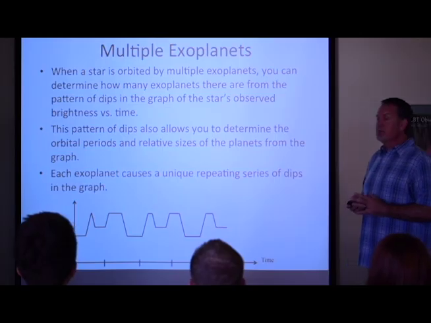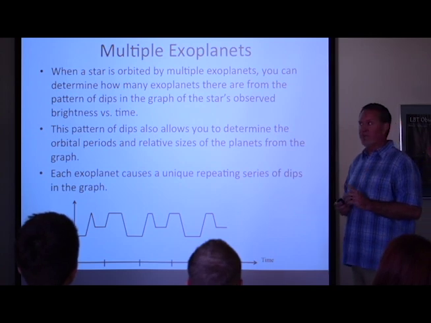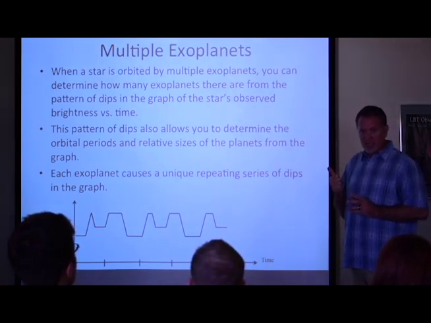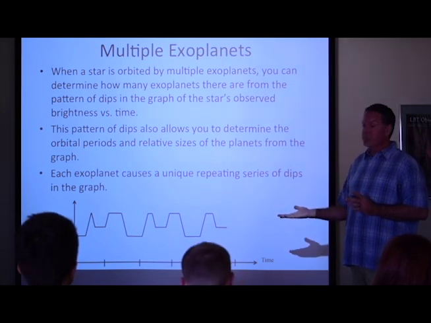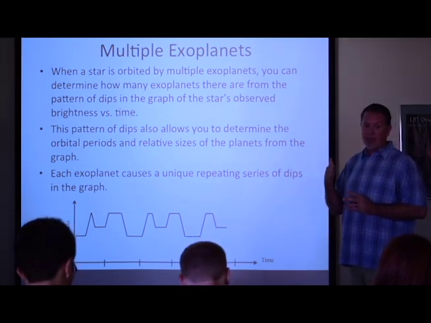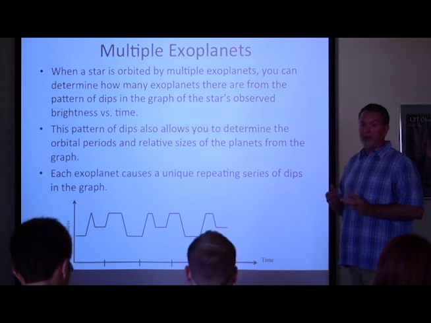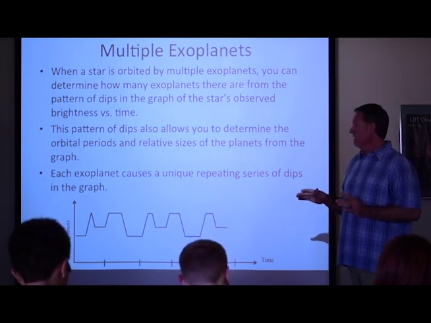Good job, okay. So I'm showing you the simple case of one planet. What if instead there are multiple planets? Each planet is going to make its own dip. And in this case, I've shown the case where all the dips happen and never overlap. But that might not always be the case. But let's just think about this.